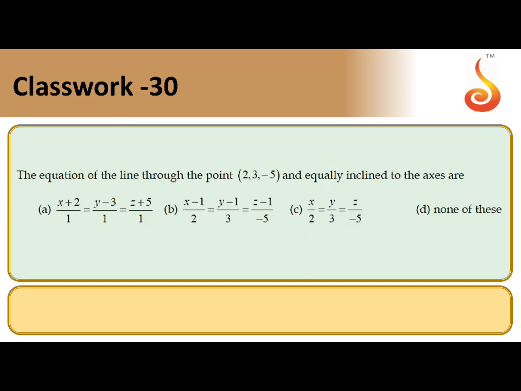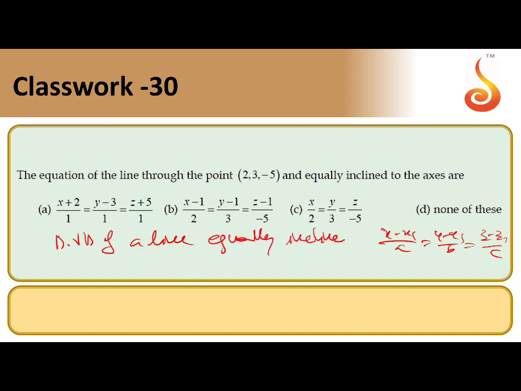Next, the equation of the line passing through (2, 3, minus 5) and equally inclined to the axes. If you want to find the line equation, what is the formula? x minus x1 by A equal to y minus y1 by B equal to z minus z1 by C, where A, B, C are the DRs of the line. The line is equally inclined to the coordinate axes, so the DRs of a line equally inclined to the axes are 1, 1, 1, which means equal angles with the coordinate axes. DRs will be 1, 1, 1. DCs will be 1 by root 3, 1 by root 3, 1 by root 3.